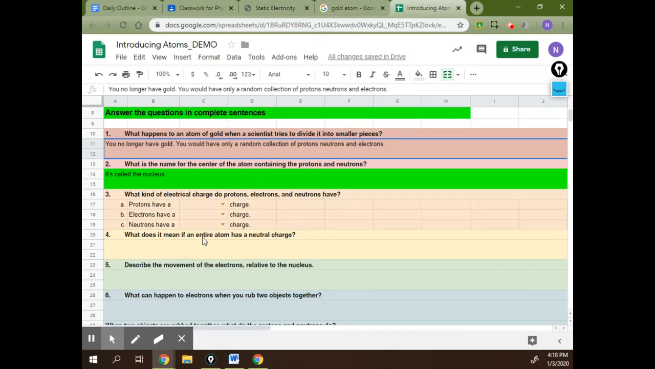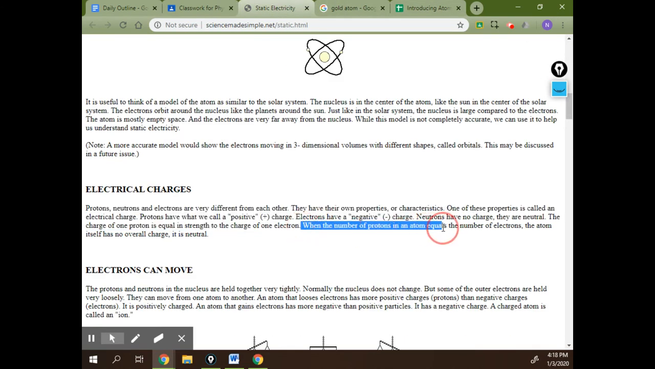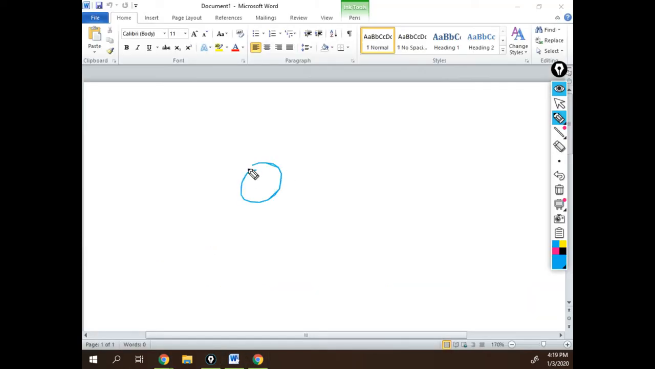What does it mean if an entire atom has a neutral charge? When the number of protons in an atom equals the number of electrons, the atom itself has no overall charge. It is neutral. Let's make this real simple. Let's say we have two protons in the nucleus, and then we have two neutrons. That gives the nucleus an overall charge of +2, right?